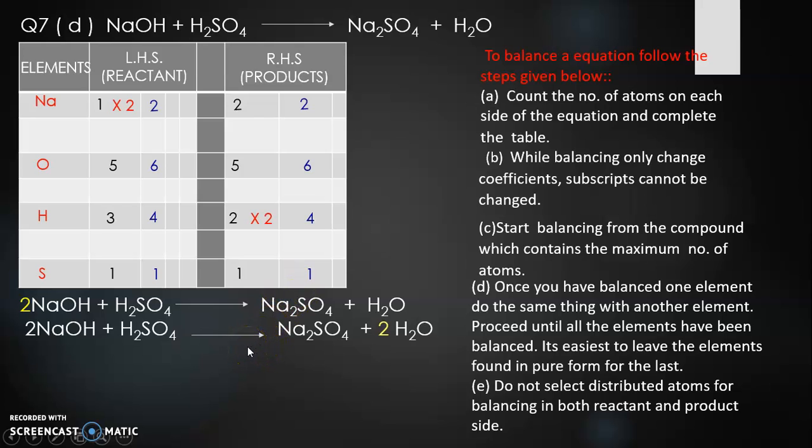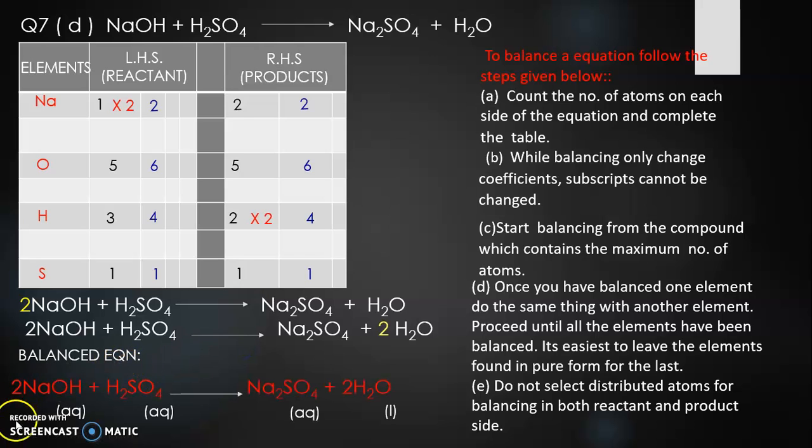Now let's write the balanced equation with the physical states. 2NaOH plus H2SO4 giving you Na2SO4 plus 2H2O. Sodium hydroxide, sulfuric acid and sodium sulfate all are in aqueous form and water is in liquid form. So students, hope that you have understood all the equations and the balancing with the necessary steps.